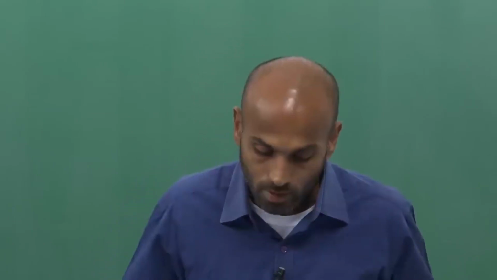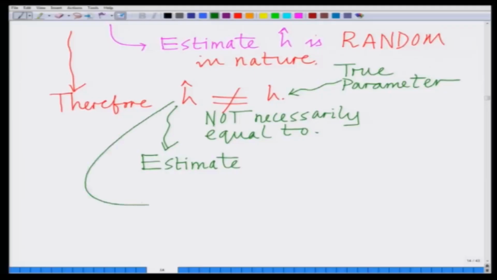So, we want to find how good this estimate h hat is, what is the behavior of this estimate h hat, what kind of properties does it exhibit, and how close it is to the true parameter h. Since it is not exactly equal to h, can we at least hope in some sense that it is close to the true parameter h? So, h hat is random. Therefore, we want to explore what is the behavior of h hat.